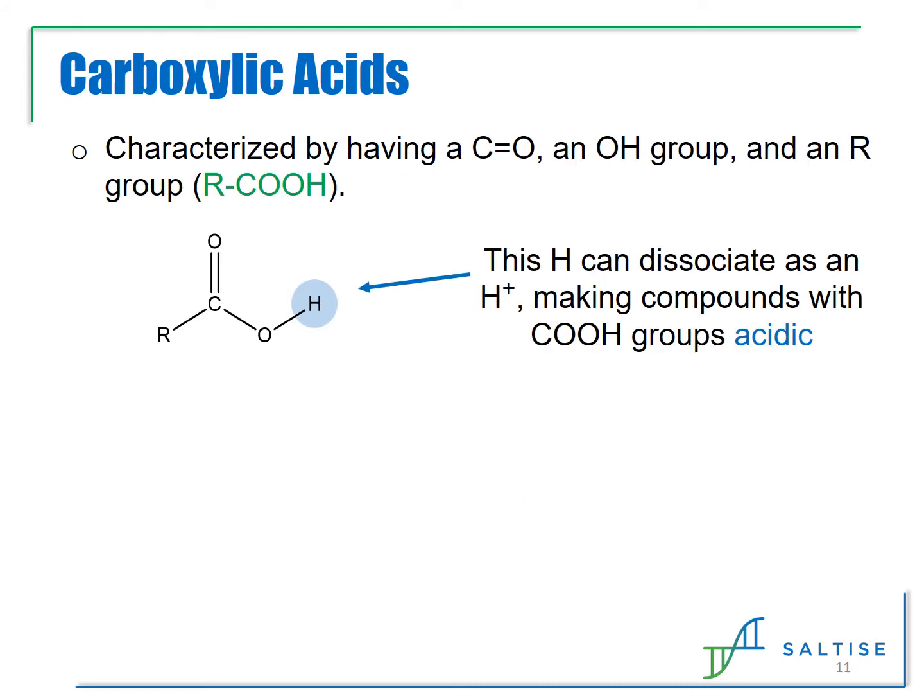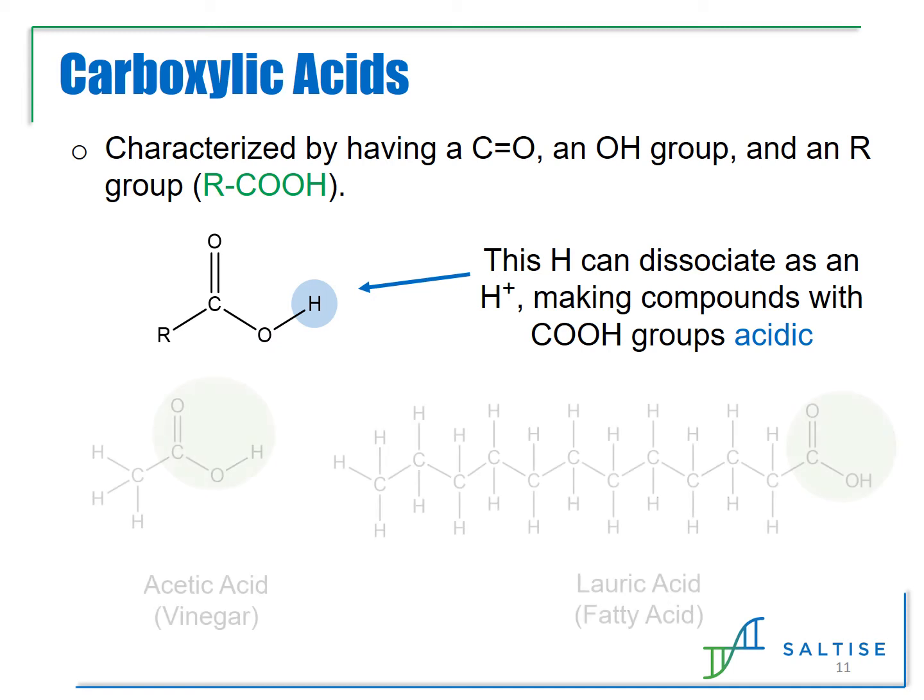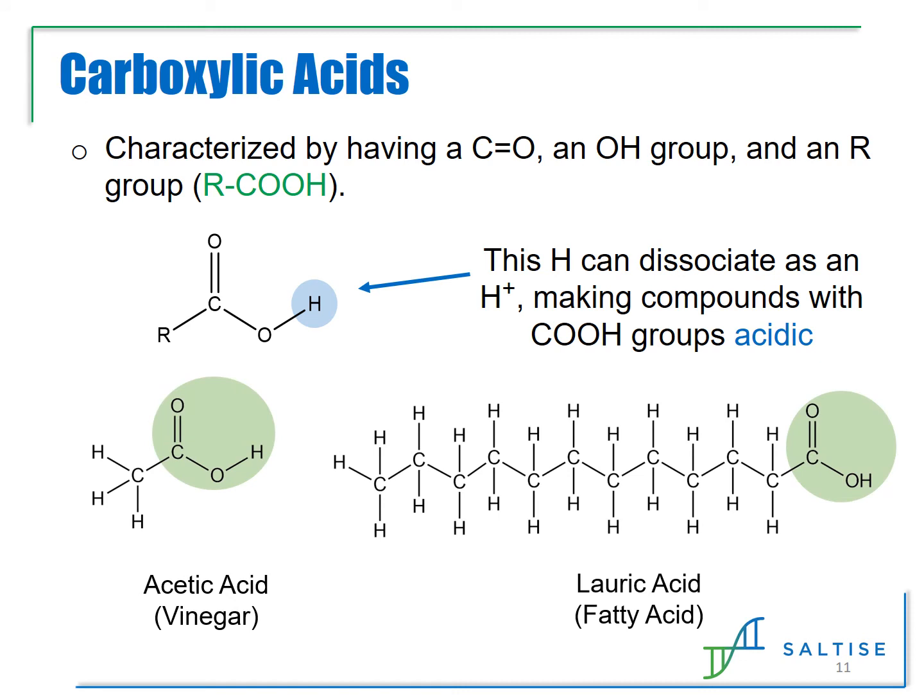Carboxylic acids is another functional group that includes a carbonyl group, except that it is bonded to a hydroxyl group and an R group. It's described as being an acid because the hydrogen bonded to this oxygen here can dissociate as a hydrogen ion. A couple of examples that contain a carboxylic acid group include acetic acid, also known as vinegar, and lauric acid, which is a type of lipid.